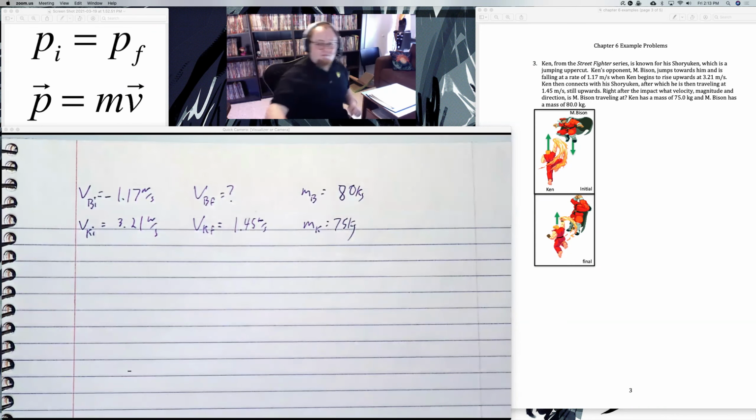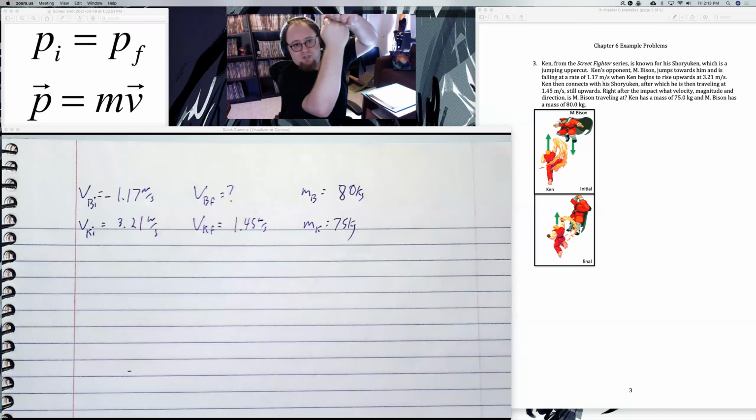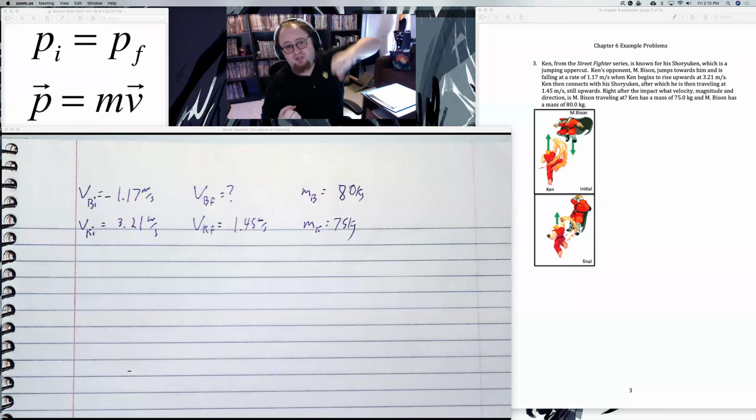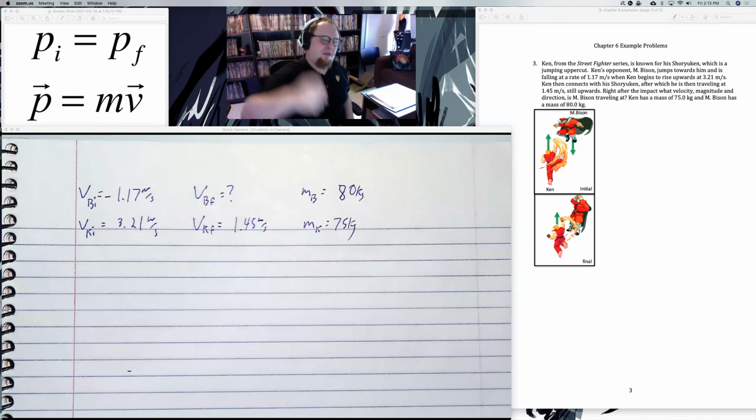So the general idea is someone's falling, someone else is coming up with a fist, he punches and keeps going up. Logically, Bison should be going up, because if he's falling, coming up, and then afterwards is going up, it just would make sense. The Bison should be going up also. Should be like the guy punching through him, basically.